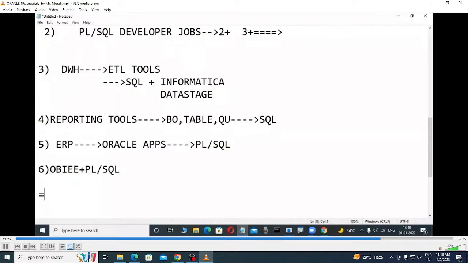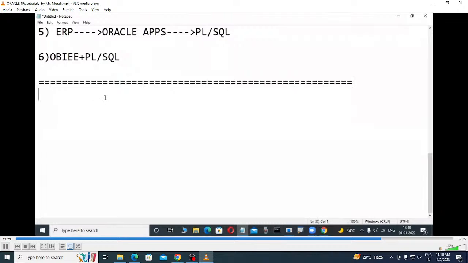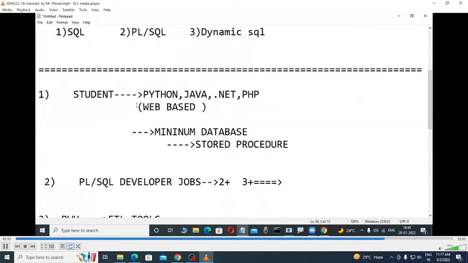Suppose you are not interested in the programming side. Now you want the administration side, you want jobs. In that case, DBA courses are there: Oracle DBA, SQL Server DBA, MySQL DBA, database administration courses. For these persons also, minimum SQL knowledge is required before learning those courses. These persons also learn these types of courses.